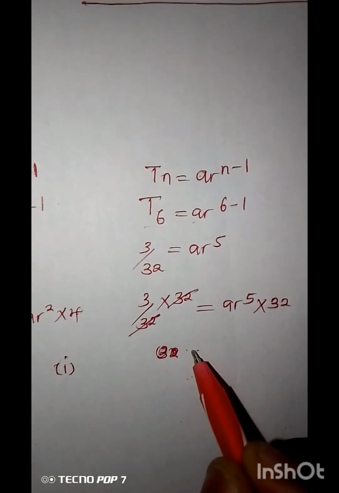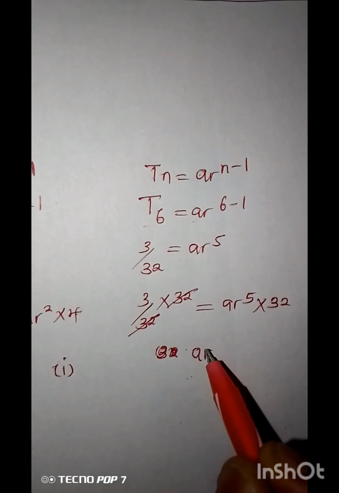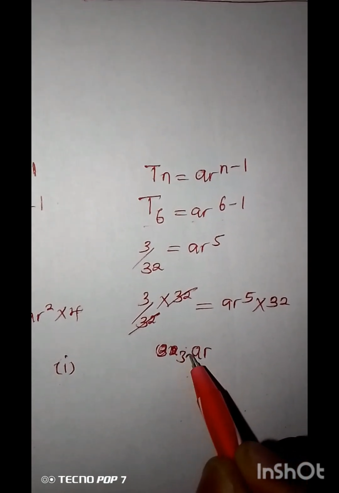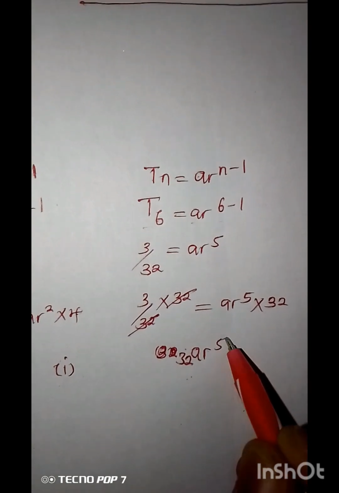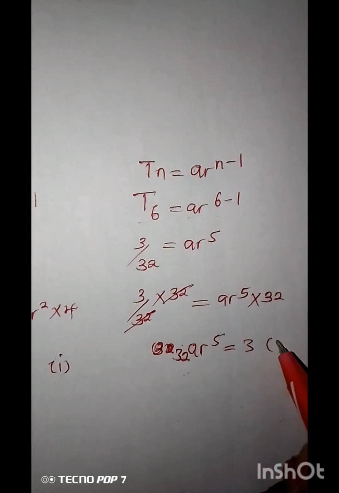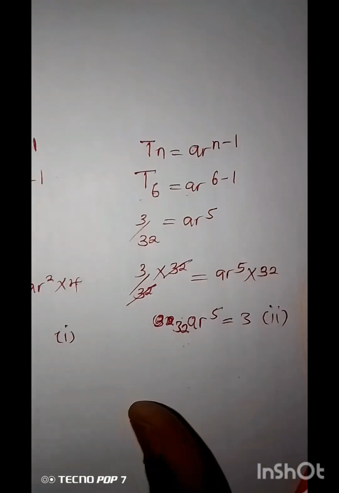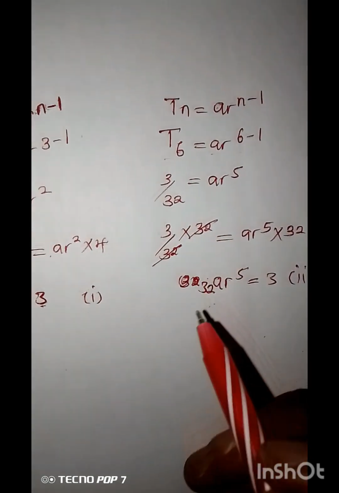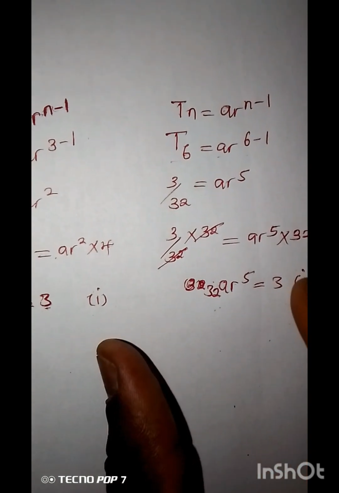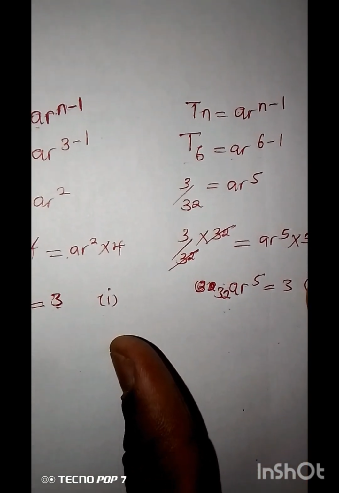So here it will be 32 a r to the power 5 is equal to 3. You call this one equation 2. Why am I doing this? I'm getting rid of the fractions. It should be in standard form, the equation that you're going to have.